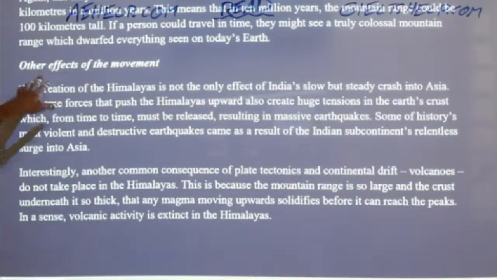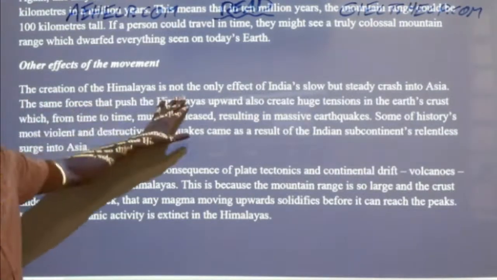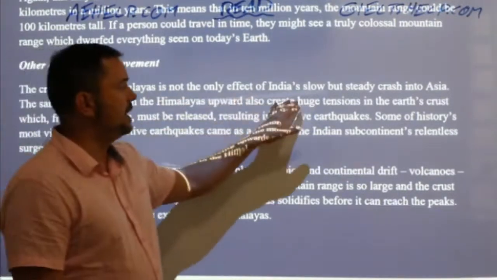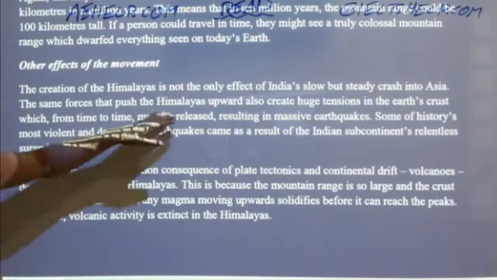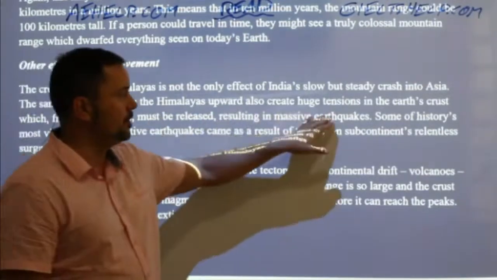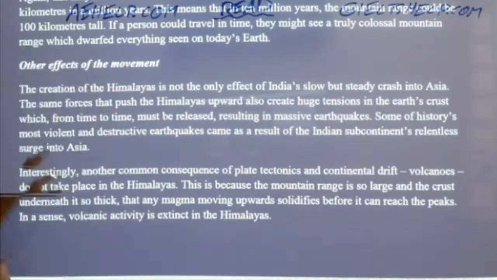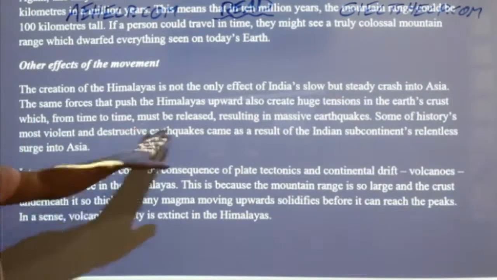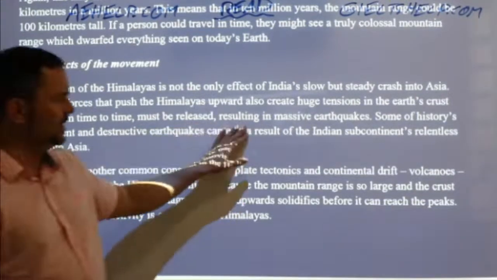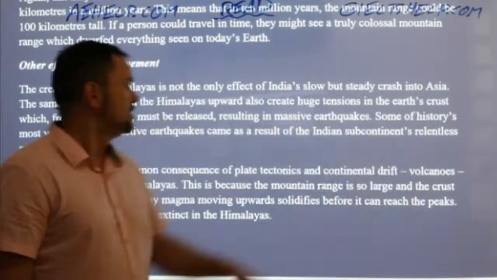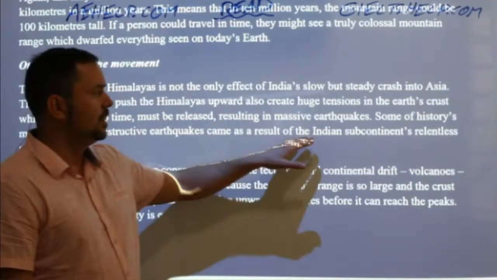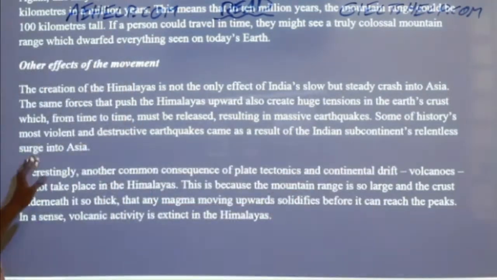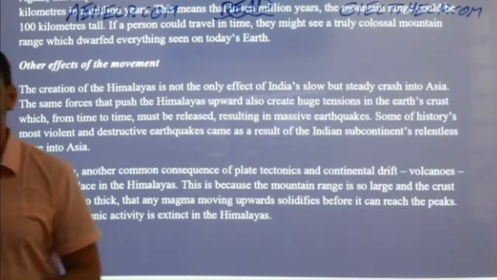Here we go. Other effects of the movement. The creation of the Himalayas is not the only effect of India's slow but steady crash into Asia. The same forces that push the Himalayas upward also create huge tension in the Earth's crust, which, from time to time, must be released, resulting in massive earthquakes. Some of history's most violent and destructive earthquakes came as a result of the Indian subcontinent's relentless surge into Asia.